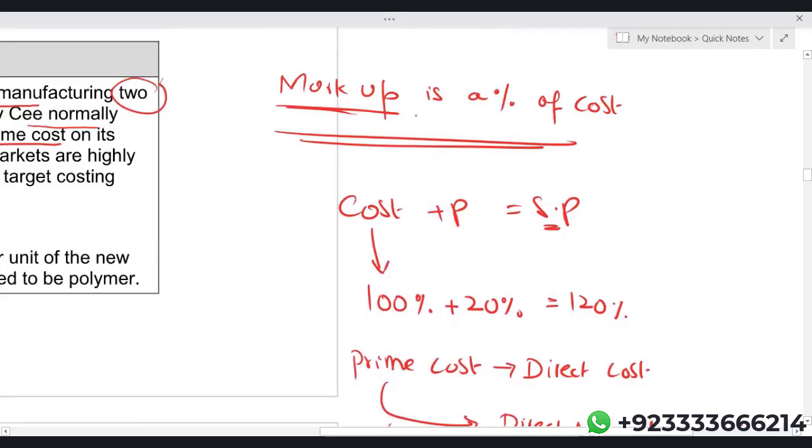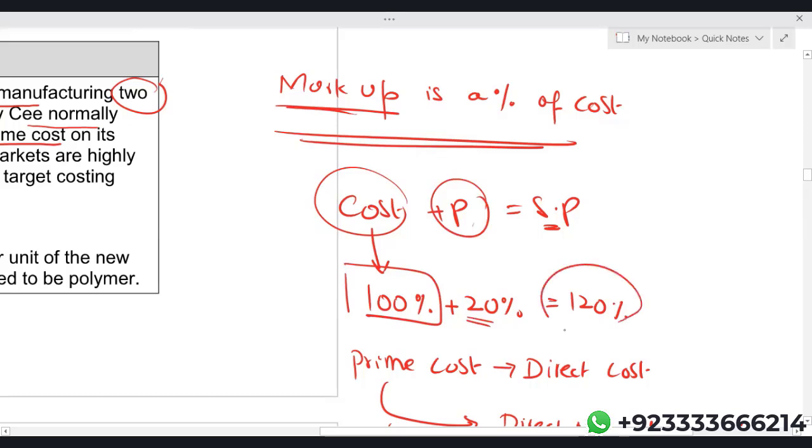Now, markup is a percentage of cost. So in markup, what happens? Cost is treated as 100%. Then we add profit, you will get selling price. So in case of markup, selling price will always be more than 100%.